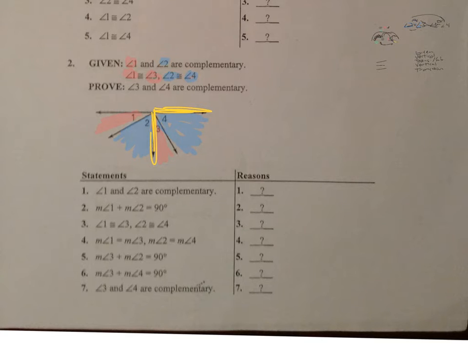Well, if 1 is equal to 3, then they're the same amount of degrees. And if 2 is congruent to 4, then they're the same amount of degrees. And if 1 and 2 added up to 90, then 3 and 4 must add up to 90. Okay, we can get there. That's logic, but we can get there. So 1 and 2 are complementary. That's straight from our given.